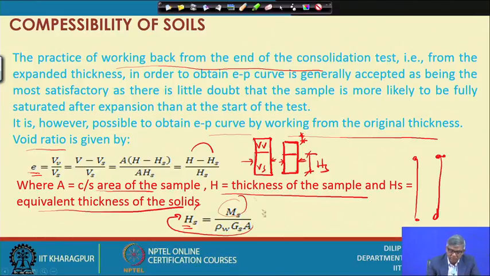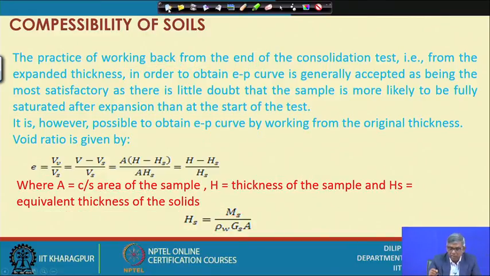So, this way actually if you know the mass, and if you know the density of water, and Gs of soil, which for most soil is known, or if it is not known we can assume 2.65 to 2.7, and the cross sectional area, then this is the way one can calculate the Hs. So, this actually is to be used in the calculation of void ratio in other methods.